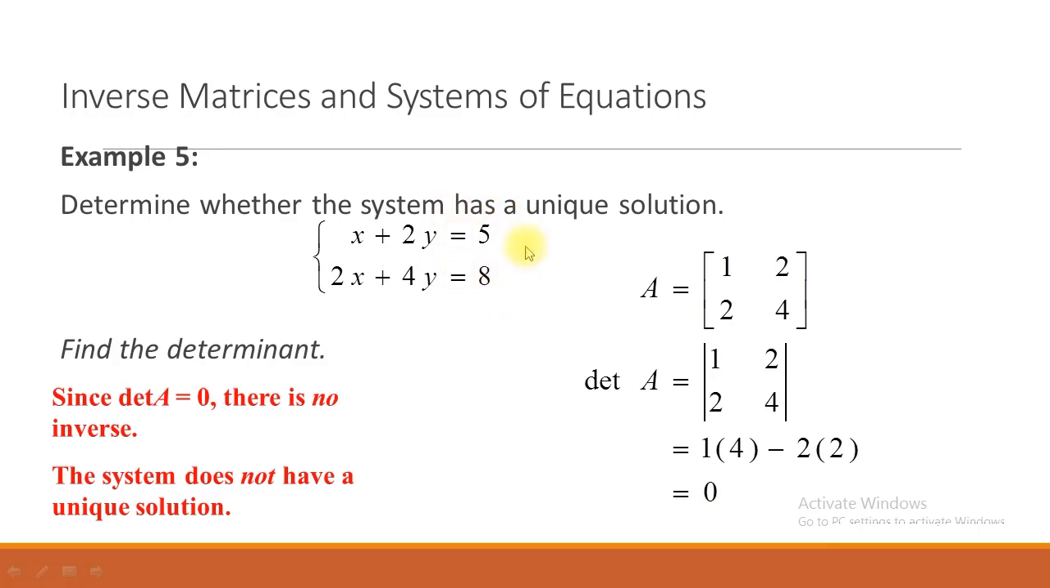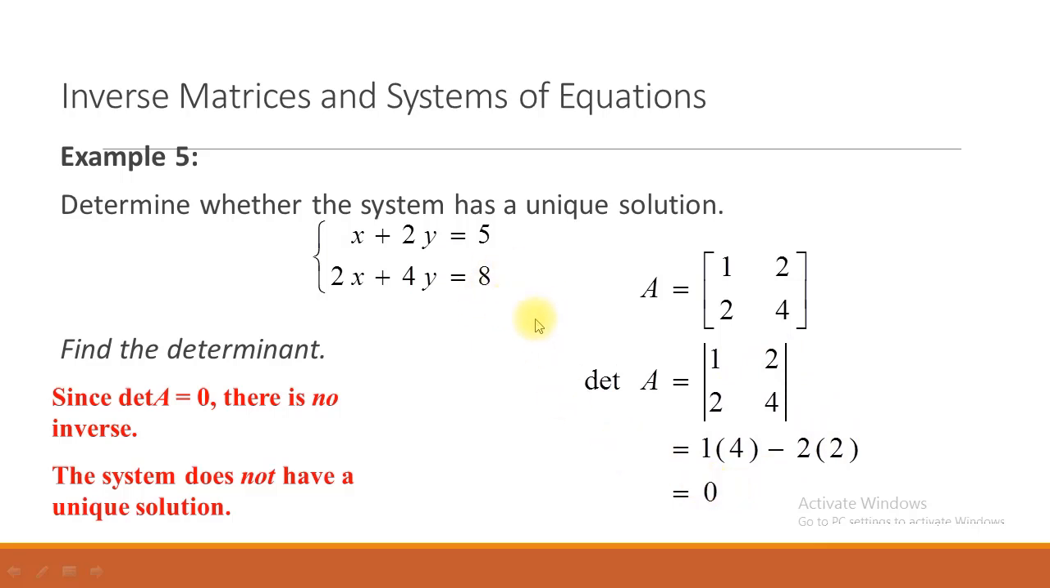In matrix form we obtain the coefficient matrix which contains the elements 1, 2 and 2, 4. In the first equation we have the coefficients 1 and 2, and in the second equation we have the coefficients 2 and 4. First of all, find the determinant of the matrix: 1 times 4, and 2 times 4 is 8 for the other product. This determinant is equal to 0.